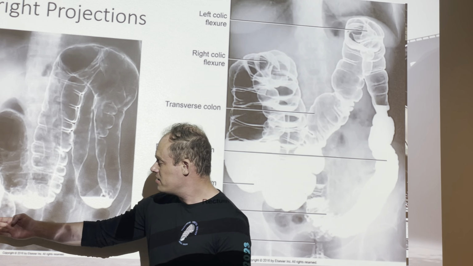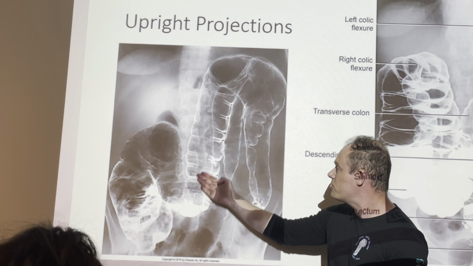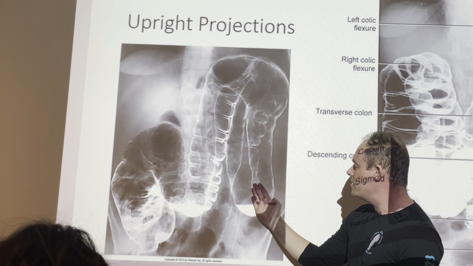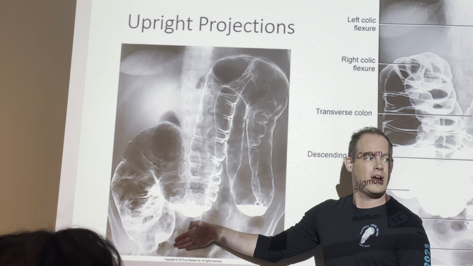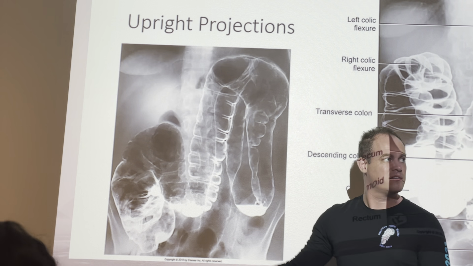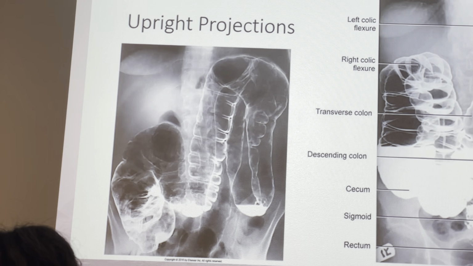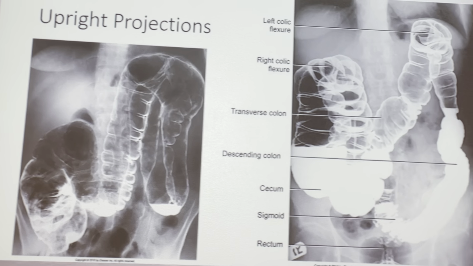But look, guys: cecum, ascending, right colic, transverse, left colic, descending, back to sigmoid, rectum, anus. This is just a very curvy large intestine. Looks like abstract art. They're all vastly different. Every person in here, your large intestines are gonna look completely different from the person next to you.